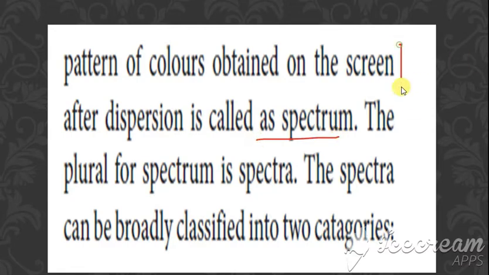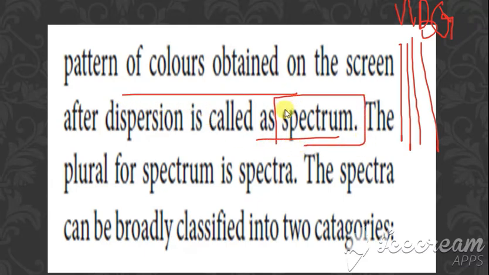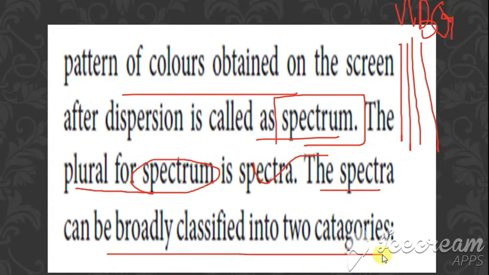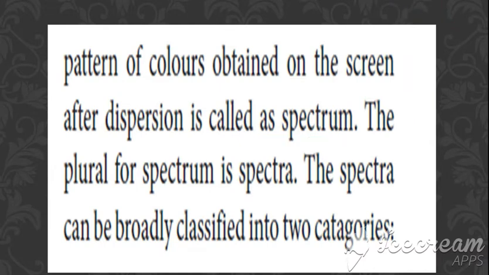So what is that spectrum? We'll just consider VIBGYOR. Is it not? VIBGYOR consists of 7 colors, and that forms a spectrum. That definite pattern of colors forms a spectrum, and the plural for spectrum is what? Spectra. Okay, and the spectra can be classified into two categories. So what are the two categories? Emission spectra and absorption spectra. These are the two categories we are going to see here.